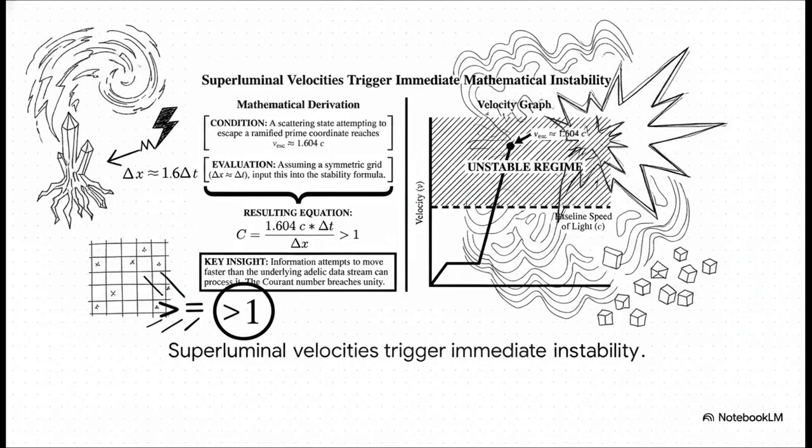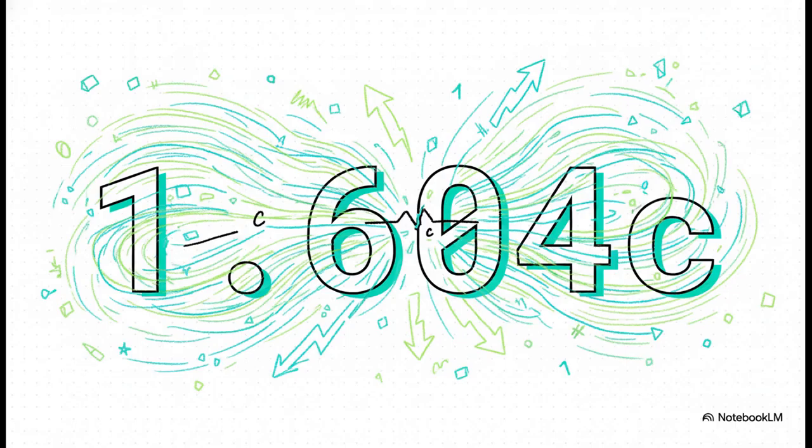Essentially, information is trying to move way faster than the underlying Adelic data stream can even process it. The result? You get an immediate, catastrophic algebraic crash. To put a precise number on it, the calculated escape velocity for this exact state is about 1.604 c. And because that velocity is strictly greater than c, our baseline speed of light, it triggers that massive mathematical instability. The underlying data stream literally just cannot execute the movement. It's a hard hardware limit.